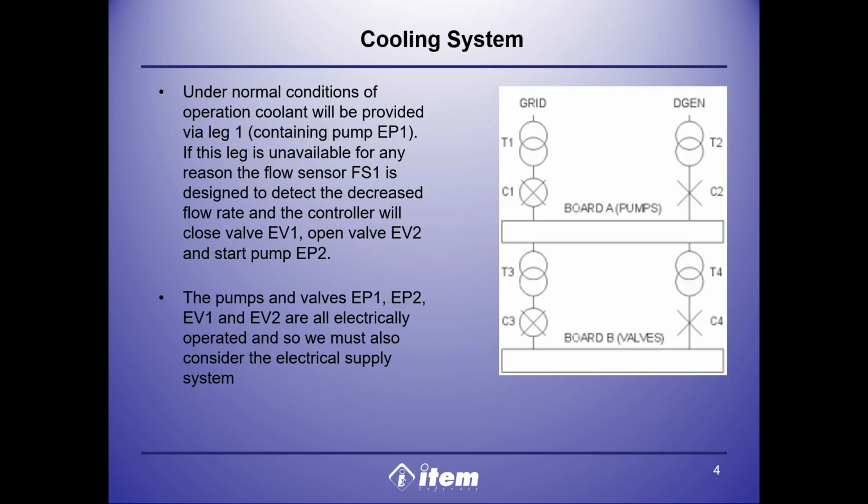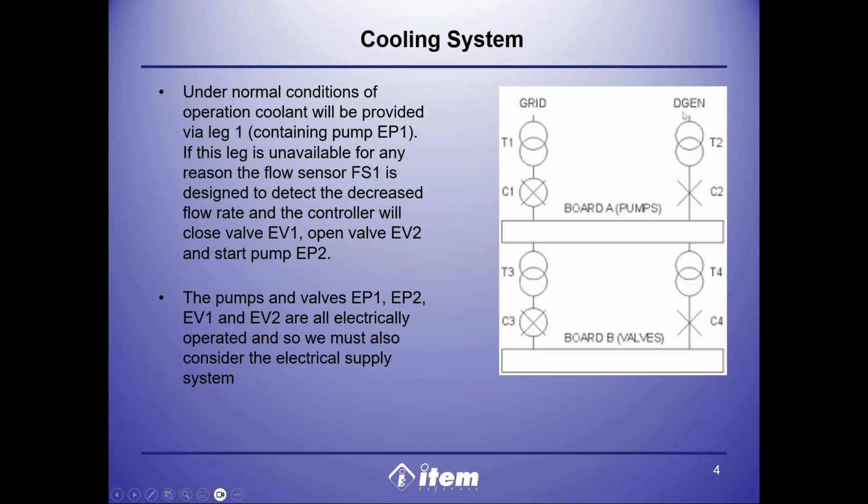However, because the pumps and valves, EP1, EP2, EV1, and EV2, are all electrically operated, our reliability model must also incorporate the underlying electrical supply system. Looking at the electrical single-line diagram on the right, the power architecture is split into two distinct distribution buses. Board A specifically distributes power to the pumps, EP1 and EP2.